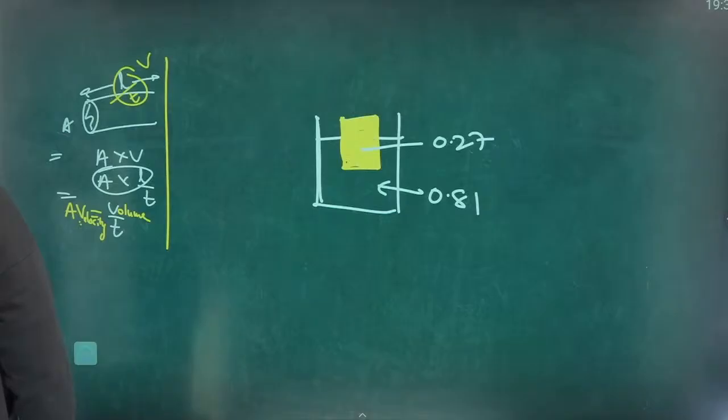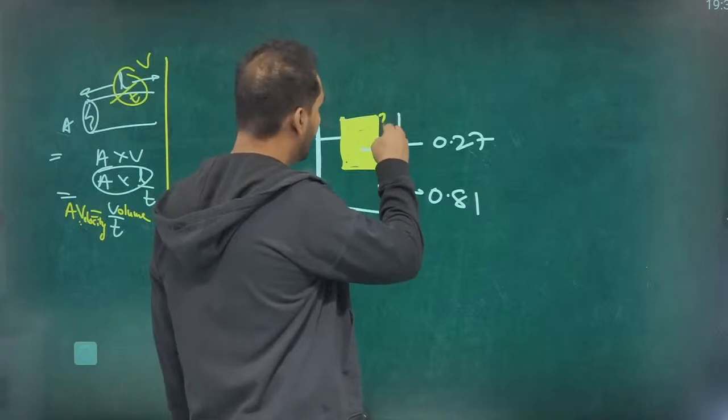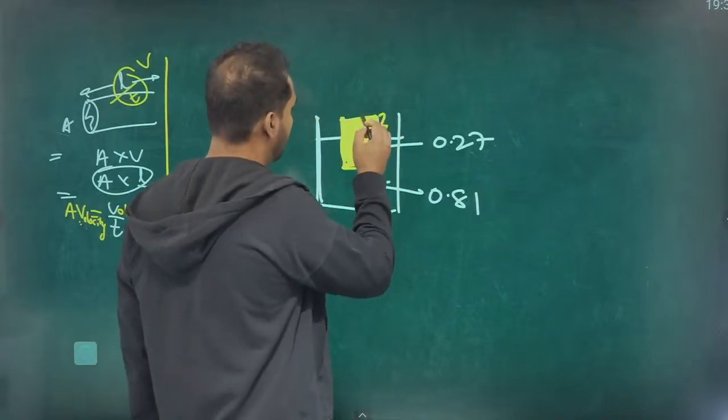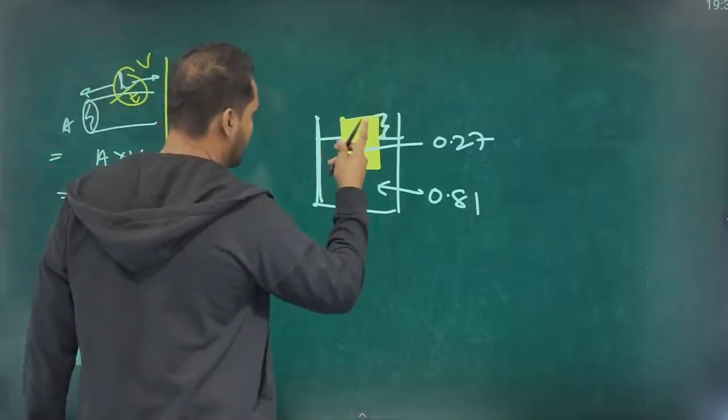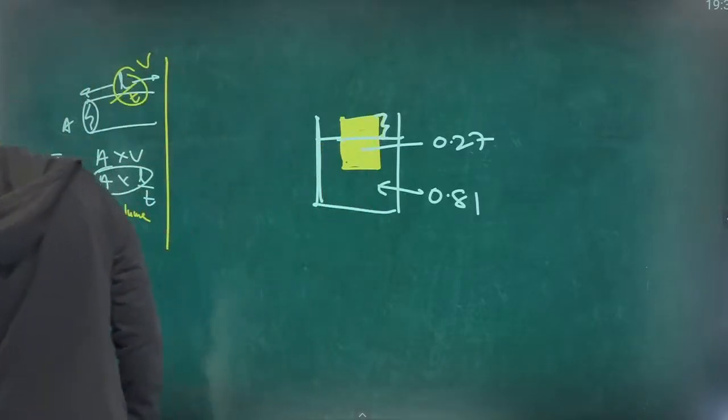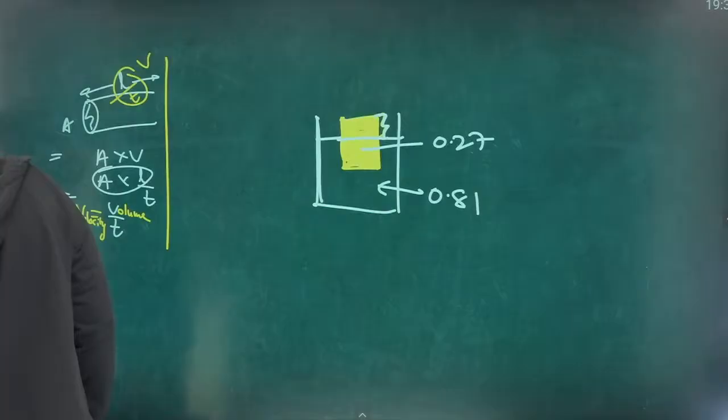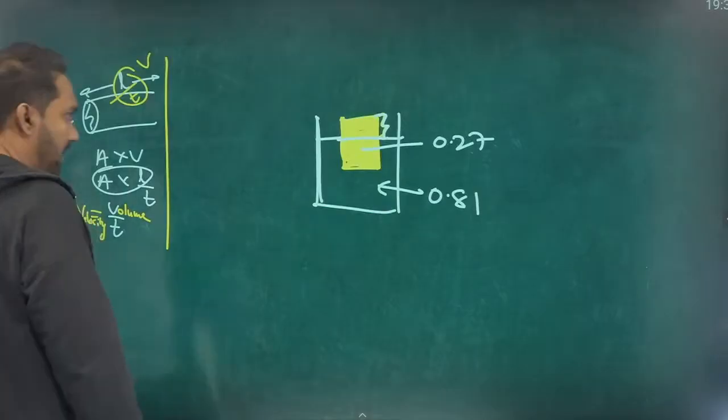So they're asking for the volume of the piece of wood that appears above the level of the oil. They're asking for this volume, this part, as a percentage of the total volume.